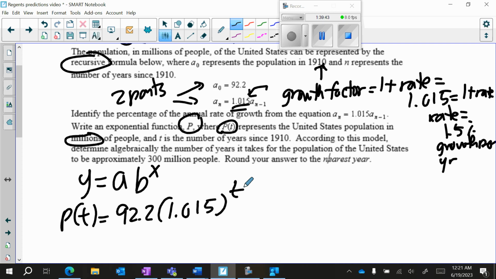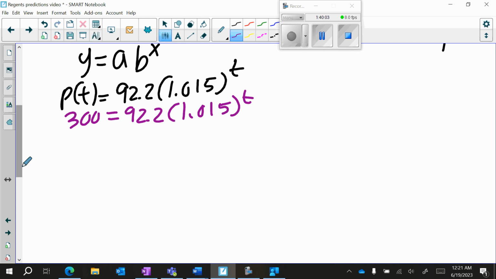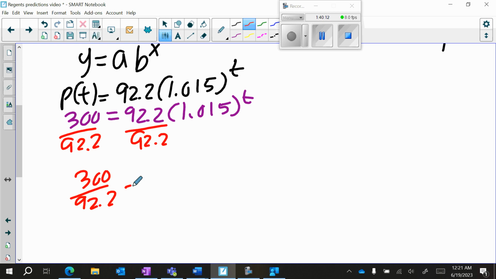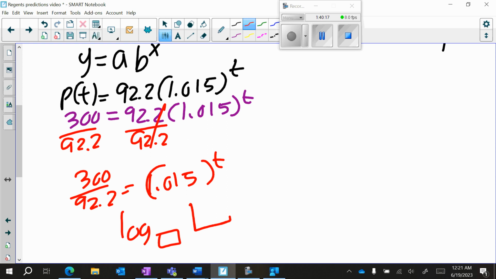And then it says determine algebraically, using your model from before, how long it takes to reach 300 million people. So you have to use logs, okay, to get full credit. But if you don't use logs, just do it using graphing and you'll get half credit. So you set 300 on this side equal to 92.2 times 1.015 to the t. Okay, and then eventually we're going to solve this using logs. So what you would do first, again, is divide both sides by the 92.2. Leave it if it's not a nice number. And then you're going to change it to a log. Base, answer, exponent. Okay, so you do that and round appropriately at the very end.